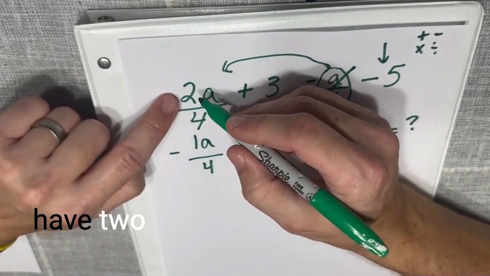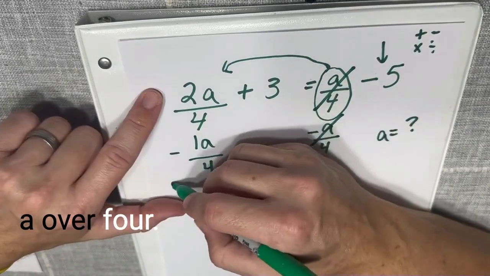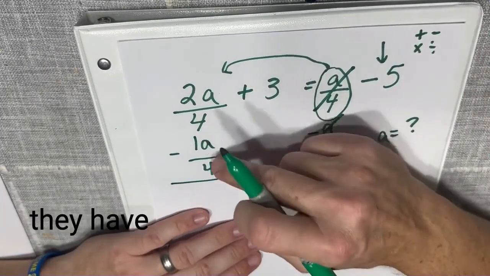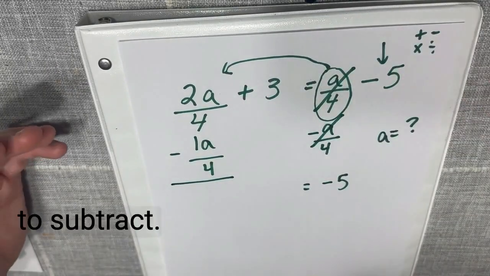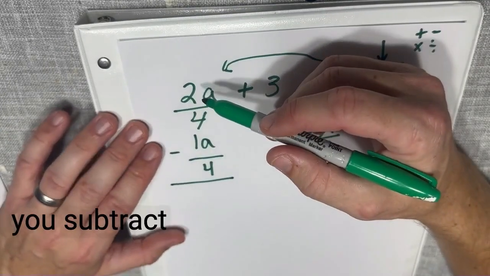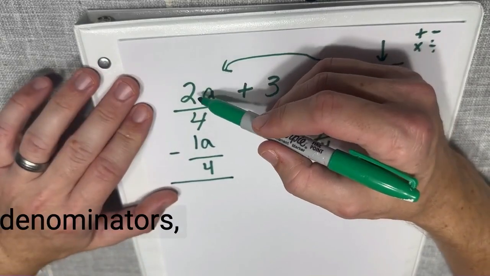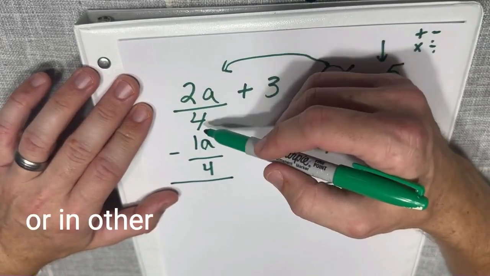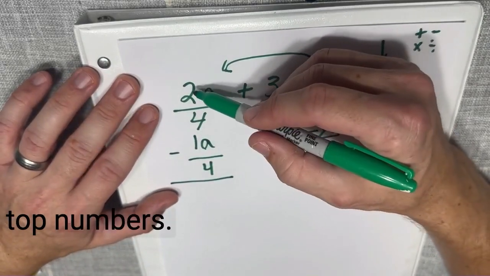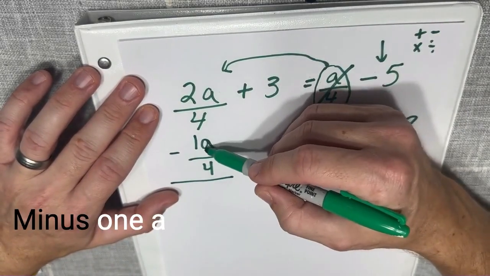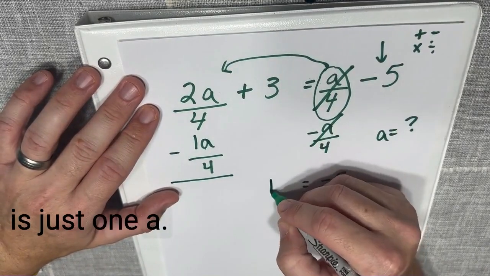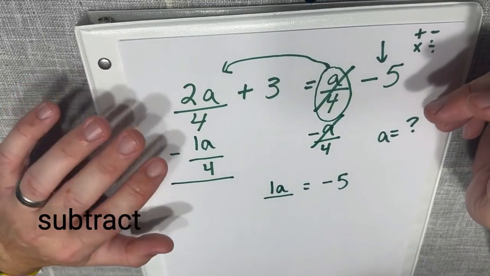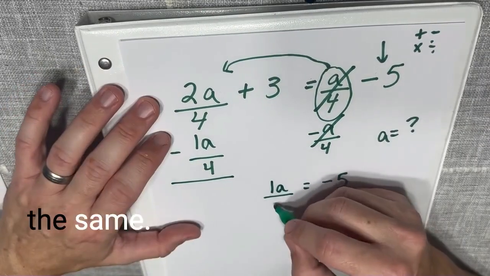Okay. So I have 2A over 4 minus 1A over 4. They have common denominators, so these are actually ready to subtract. All you do when you subtract fractions, once they have a common denominator, is subtract the numerators, or in other words, the top numbers. So 2A minus 1A is just 1A. And remember, when you subtract or add fractions, the denominator will stay the same.